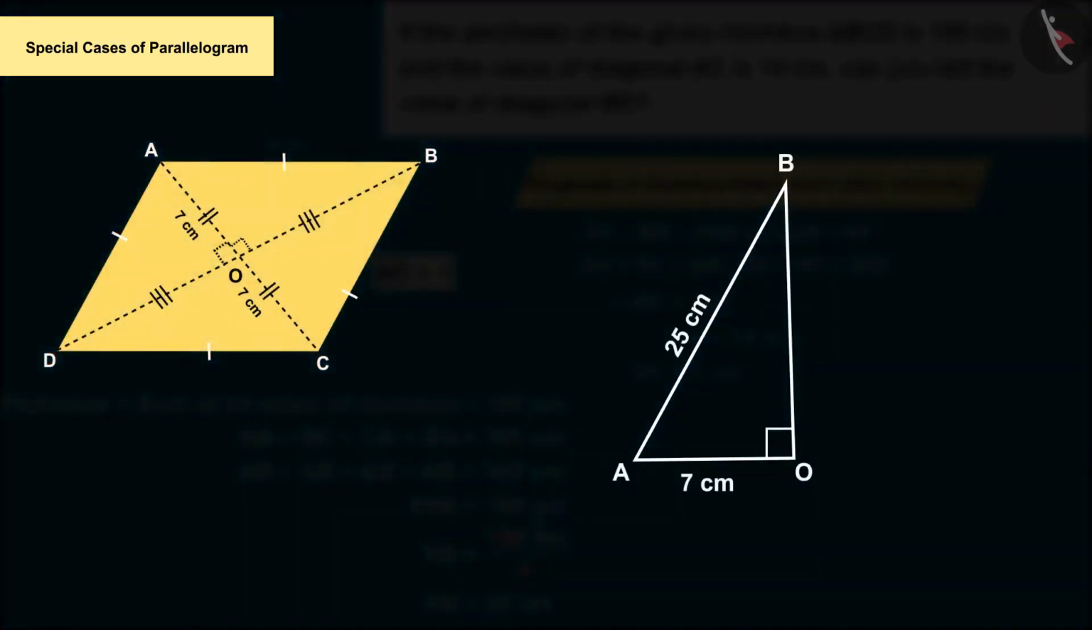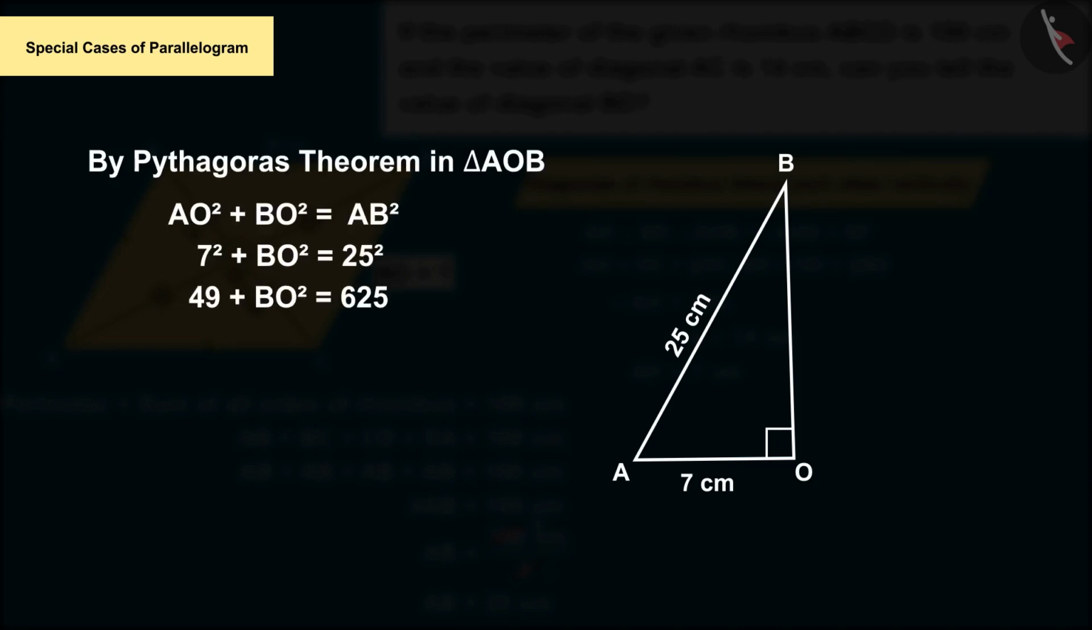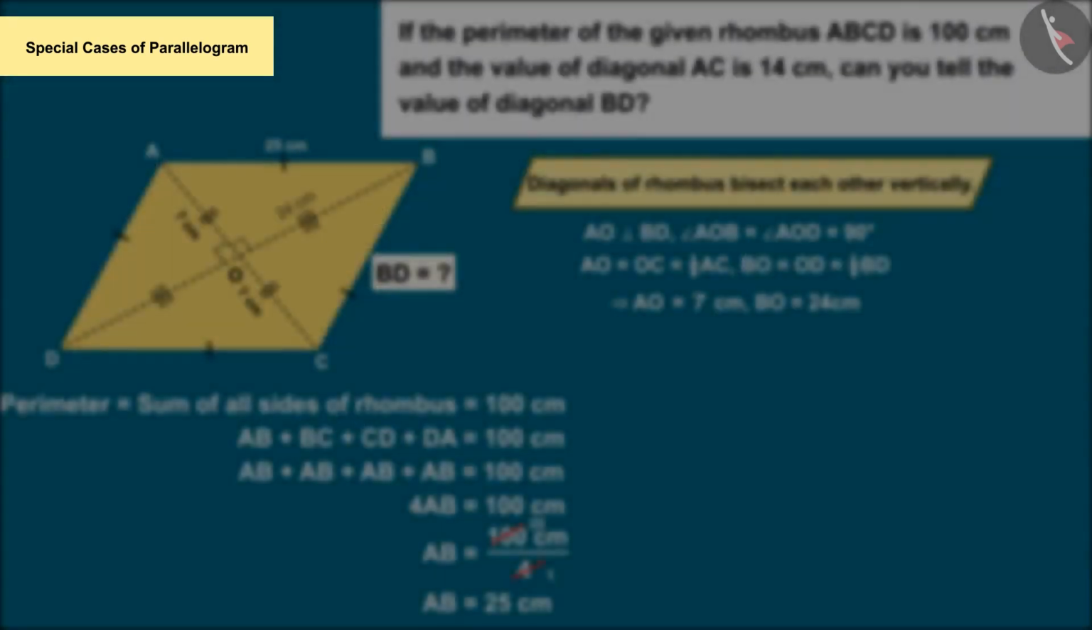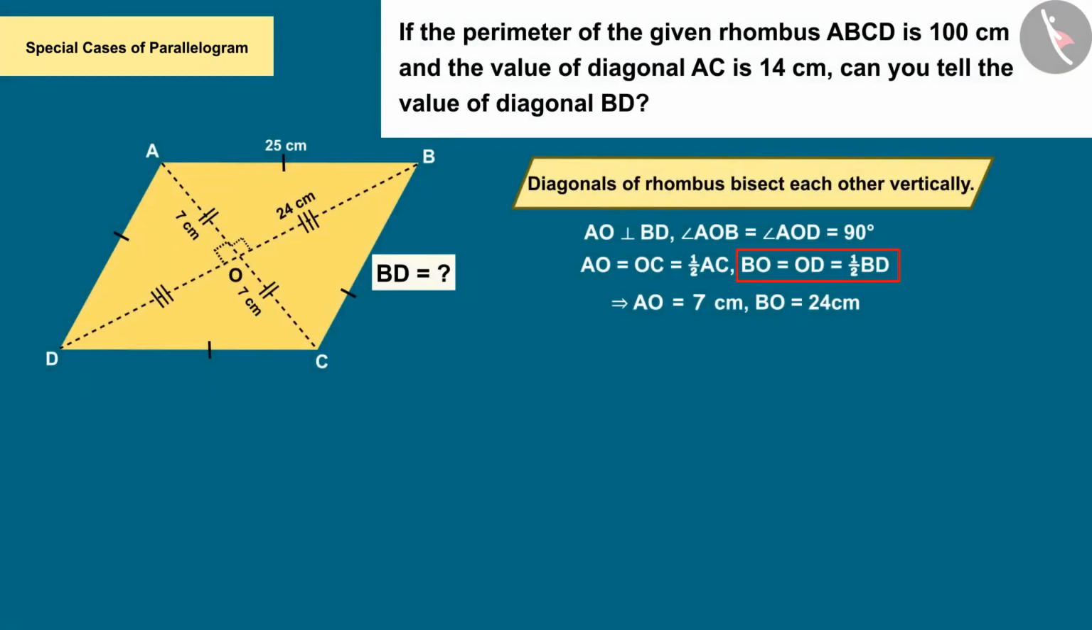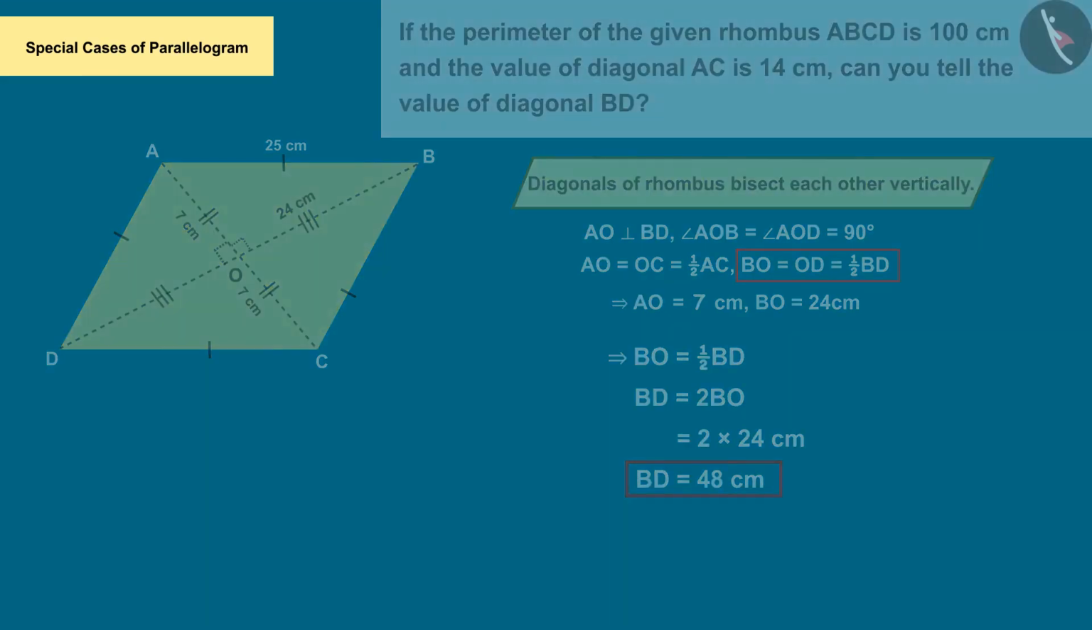We can see that triangle AOB is a right-angled triangle, in which we find the measurement of BO using the Pythagoras theorem, which we get as 24 centimeters. With the help of this, we can say that the measurement of BD will be 2 times the measurement of BO, that is 48 centimeters. In this way, we find out the answer to our question.